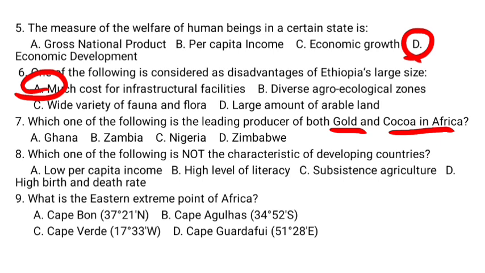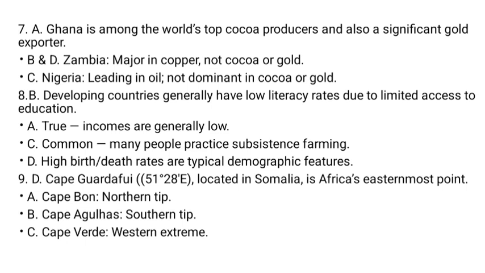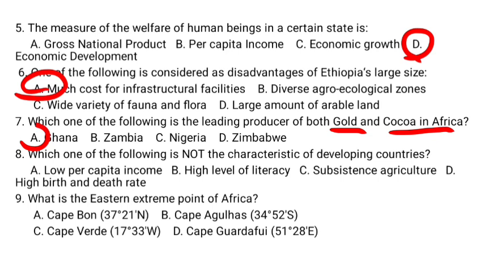Ghana is the leading producer of both gold and cacao in Africa. But Zambia is well known for the production of copper, not cacao or gold, while Nigeria is the leading producer of oil, not dominant in cacao or gold. So, A is the correct answer for question number 7.